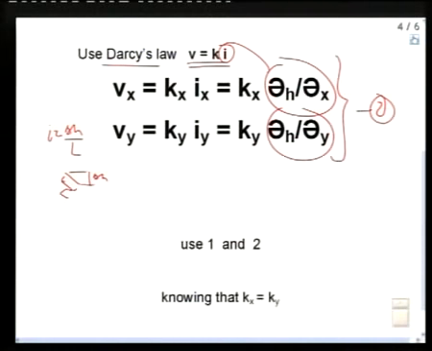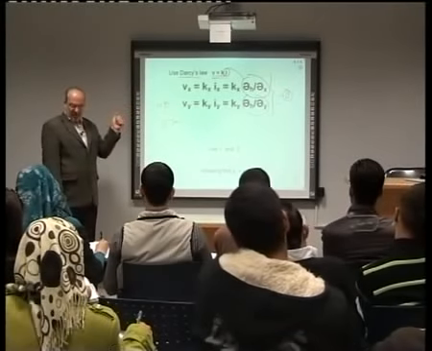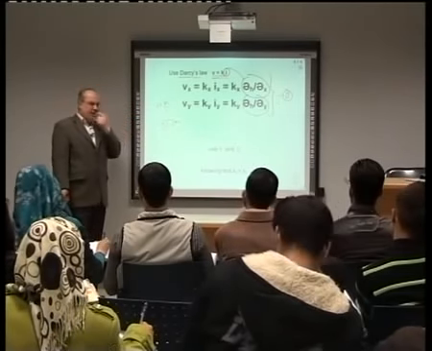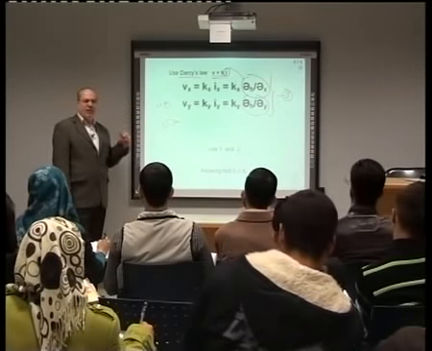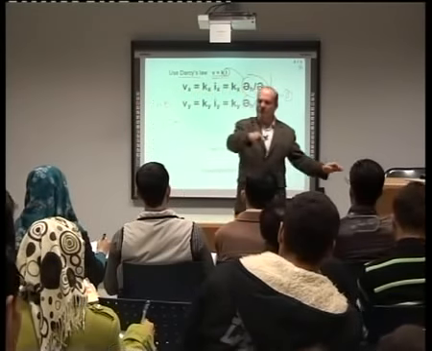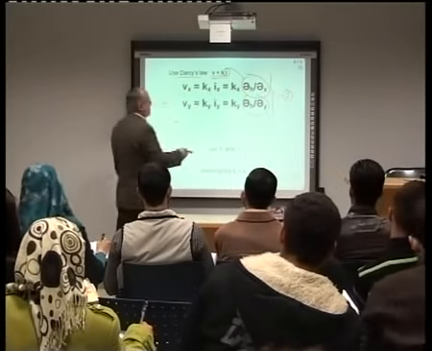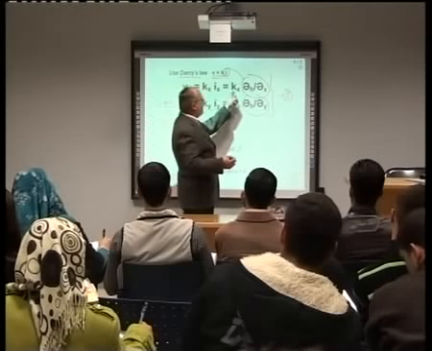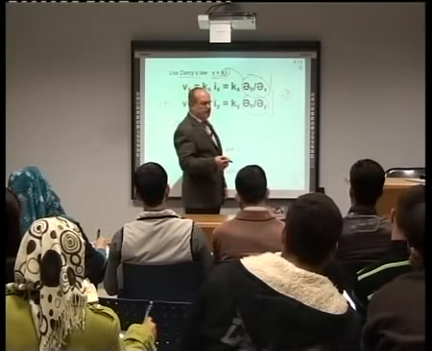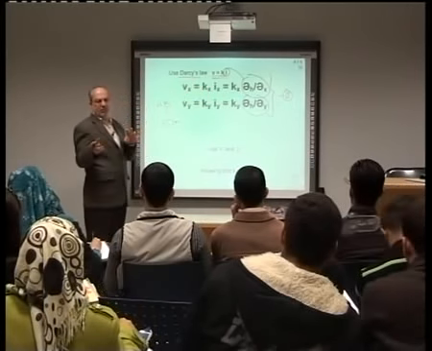Now I have two big equations. The first one is that the partial dvx over dx plus dvy over dy equals 0. By the way, if we have it in 3 dimensions, then plus dvz by dz equals 0. And here, I used Darcy's law to reach that Vx equals Kx times the partial dh over dx. This is equation 2. Now, I will put equation 1 in equation 2.